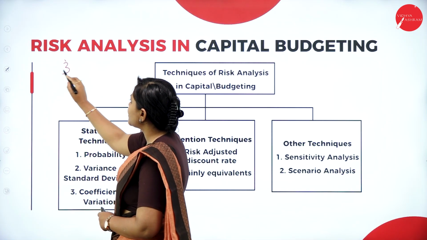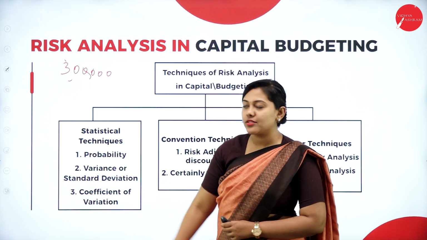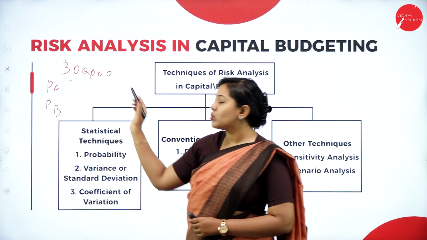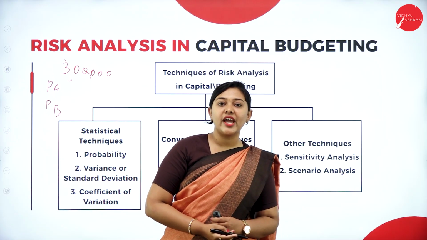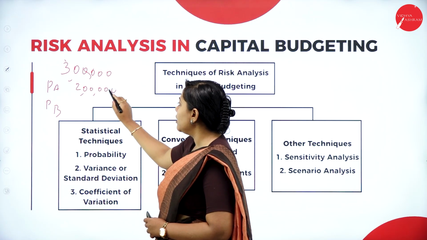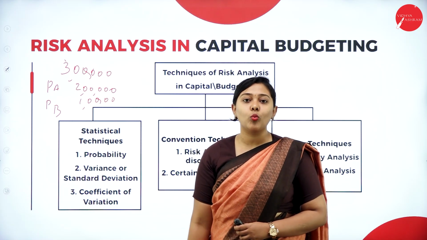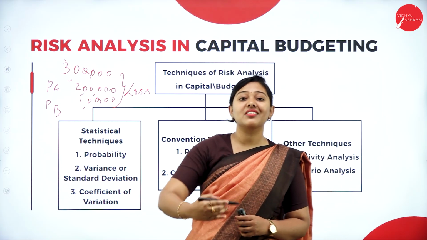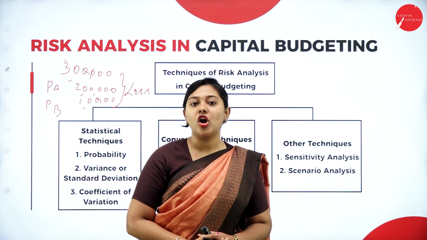Suppose you have an investment of 3 lakh rupees, and you have 2 projects to invest in, project A and project B. You will invest that 3 lakh amount. What will be the cash flow? What will be the return? From project A, you'll get a return after so many years of 2 lakh rupees, and from project B, you'll get 1 lakh rupees. So what is this 2 lakh and 1 lakh? It is nothing but the loss. So risk is nothing but that whatever return you are expecting might vary. The loss that you incur is called risk.